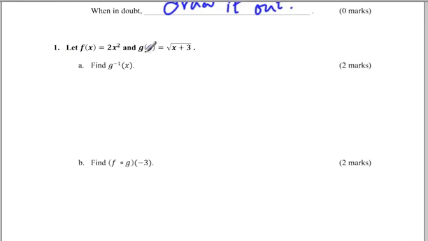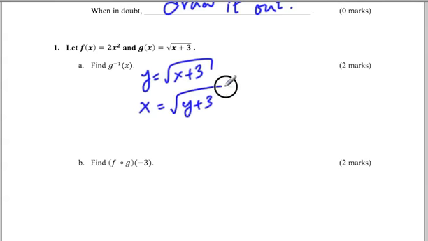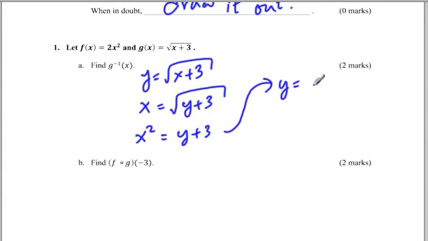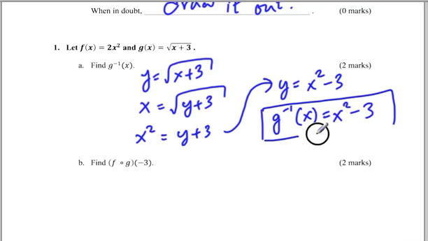Let f of x equal that, let g of x equal that. Find g inverse of x. When you need to find the inverse, you simply switch the x and y. So y is equal to the square root of x plus 3. Switch the x and y, so x equals the square root of y plus 3, and now solve for y. Square both sides to get rid of the square root, so it becomes x squared is equal to y plus 3. Then y is equal to x squared minus 3. Since we're finding g inverse, g inverse of x is equal to x squared minus 3, and that's our solution.